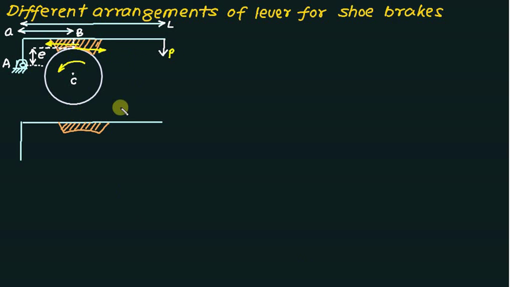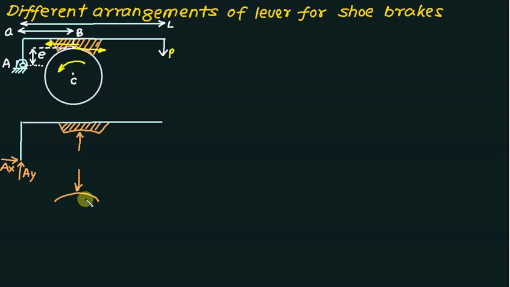So this is the FBD of the lever, and since this is a hinge, we have two reactions here. Let's say this reaction is AX, let's say this reaction is AY, and this will exert a reaction on this one, that is a normal reaction. So the drum will also give the equal and opposite reaction on it. This is the drum surface.